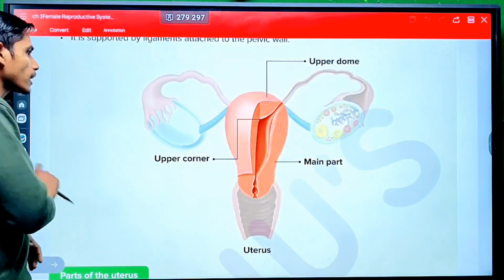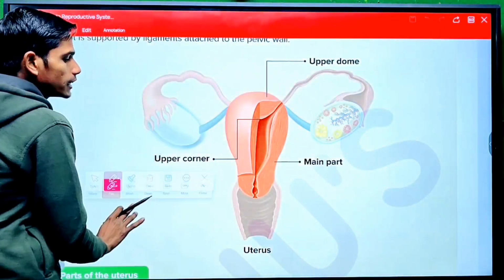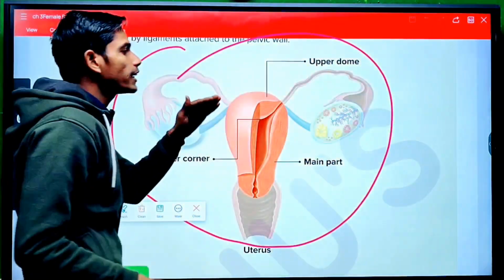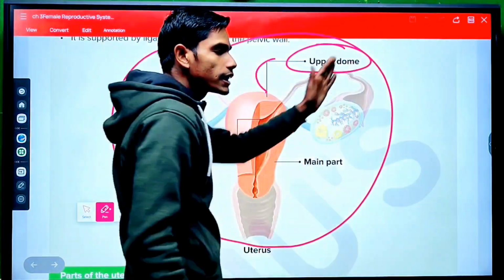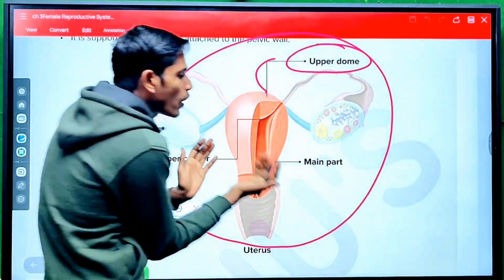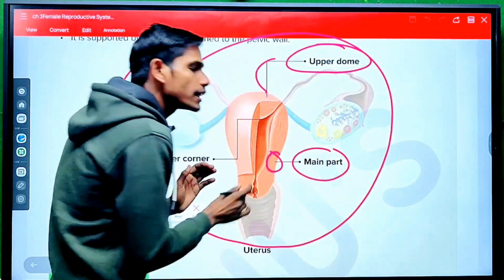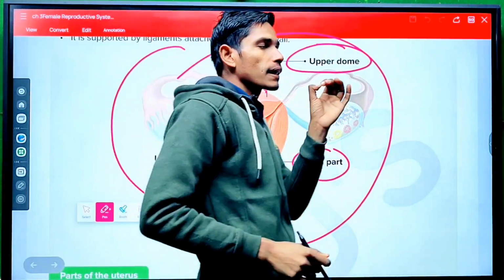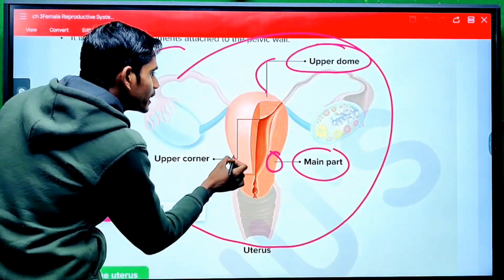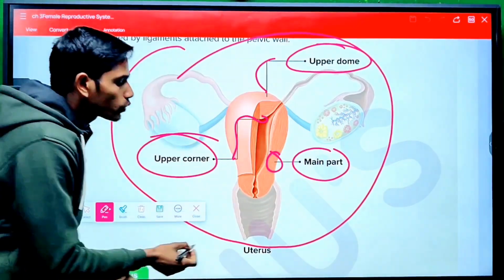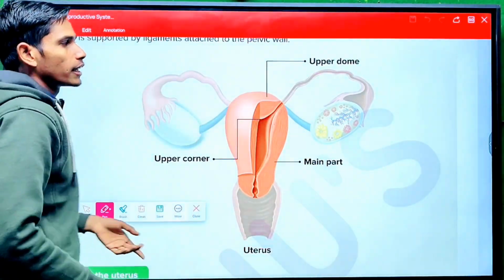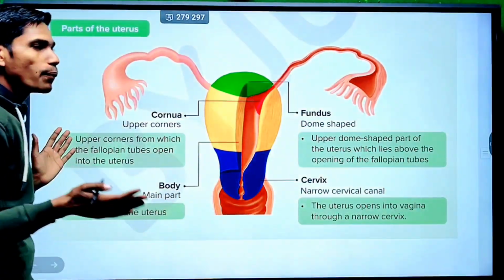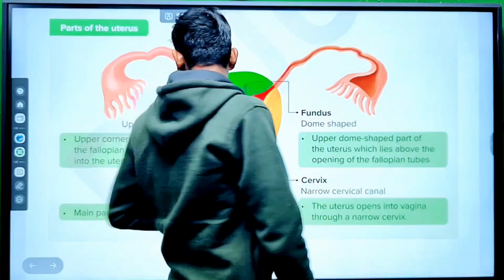So look at the structure of the uterus. This whole structure is the uterus, and this part is the upper part. This is the main part, and this is an important part in the female body. Let's see, this part is the upper cornua, and this part is the uterus. Next, move on. This structure is important, so focus on both. So let's see.